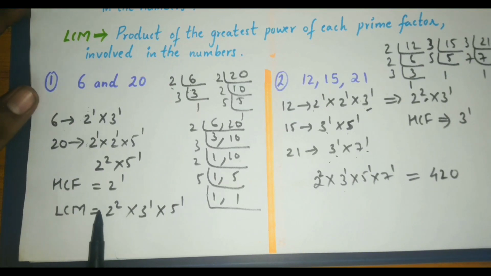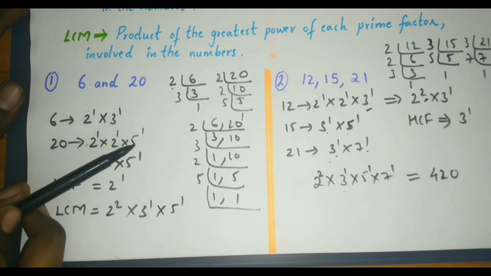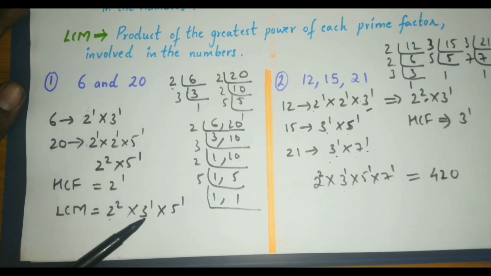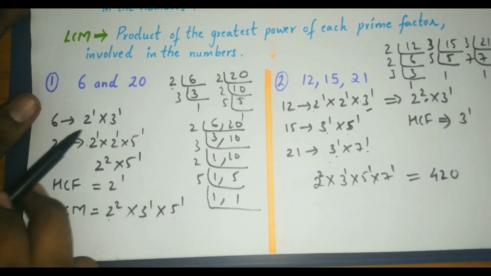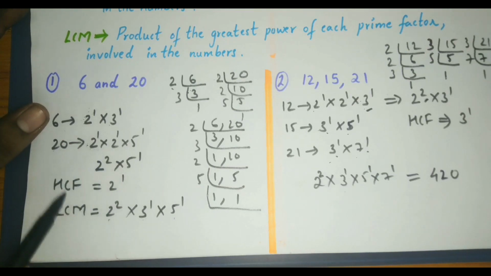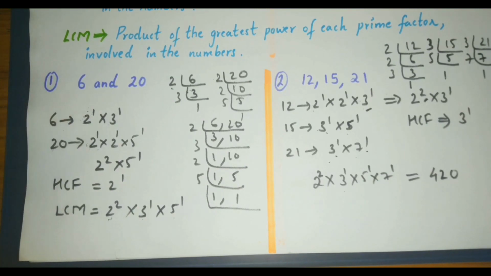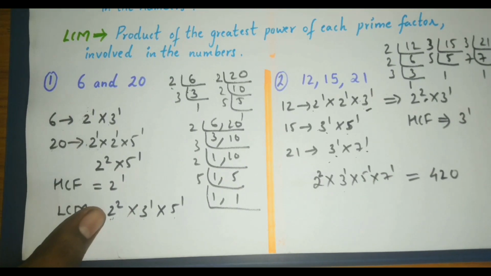Suppose you take the previous question, 6 and 20. Between 6 and 20, you have to see how many prime numbers are there. 2 is a prime number, 3 is a prime number, and 5 is a prime number. So 2, 3, 5 you take, multiply first. Fine. 2 into 3 into 5 you do. Now what you have to do is see the powers. Here you can see 2 power 1. Here it is 2 power 2. So you have to take the greatest power, that is 2 power 2. Here it is 2 power 2, here it is 2 power 1. So greatest power you have to take for the LCM. So 2 power 2 you have to take here.